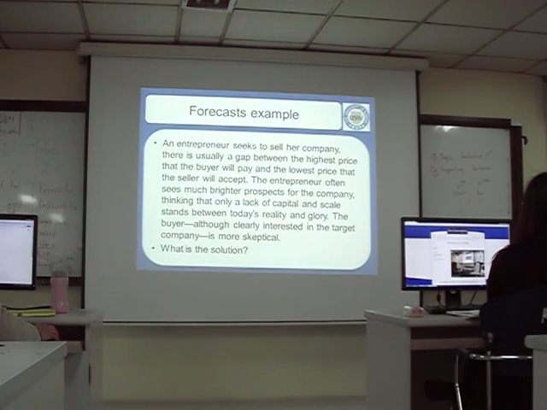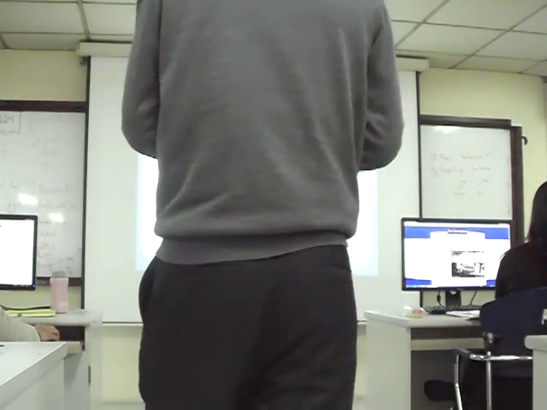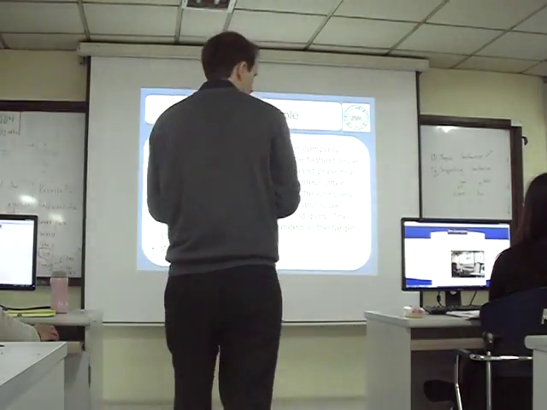You understand the situation? You understand the entrepreneur? Entrepreneur selling their company to the buyer. Can't agree on the price. Entrepreneur thinks it's going to be really successful. Buyer thinks maybe not. How can we make an agreement?